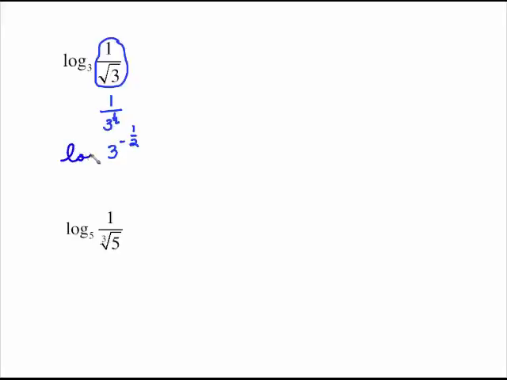Now I can use that property because this says log base 3 of 3 to the negative 1/2, which means it equals negative 1/2. So how do you know you need to do that? Well, because this is log base 3 and you see a 3 down here, maybe that'll make you think that I should get these bases the same, because if you get the bases the same, you get to use that nice easy property.